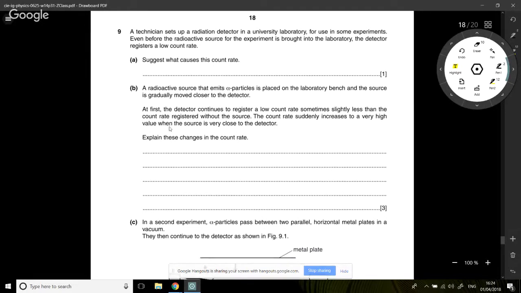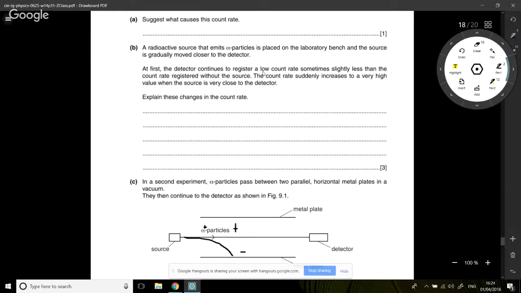A radioactive source that emits alpha particles is placed on the laboratory bench, and the source is gradually moved closer to the detector. At first, the detector registers a low count rate, something slightly less than the count rate registered without the source. The count rate suddenly increases to a very high value when the source is very close to the detector. Basically, what happens is the detector is sitting there picking up background radiation, which fluctuates somewhat. So it can drop a little bit lower for a couple of seconds, then come a little bit higher.